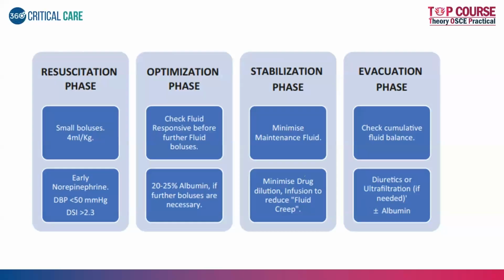At this time, if you feel there is an increased requirement of crystalloids, you can use fluids like albumin. In the stabilization phase, again watch for fluid creep, because this patient is at increased risk of developing global increased permeability syndrome or leak syndrome. So in these patients, you have to start de-resuscitation or evacuation and keep a check on cumulative fluid balance. It can be with diuretics, ultrafiltration, or albumin. The only thing is to maintain euvolemia in this patient. Don't dehydrate the patient again. So this is about the ROSE concept.